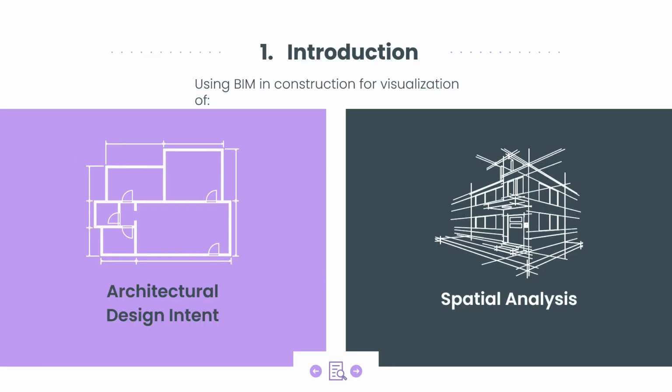Introduction: Using BIM and construction for visualization of architectural design intent and spatial analysis. This report focuses on utilizing BIM to achieve design intent and conduct a spatial analysis, resulting in a more cohesive final project that reduces potential issues with constructability before the construction phase begins. The primary BIM mechanic which can help facilitate this is in BIM's parametric design abilities.